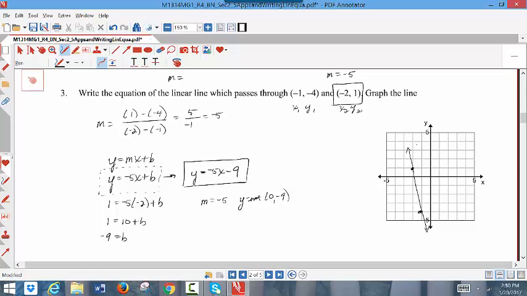There it is. It would go through (0, -9), way down here, and a slope of -5.